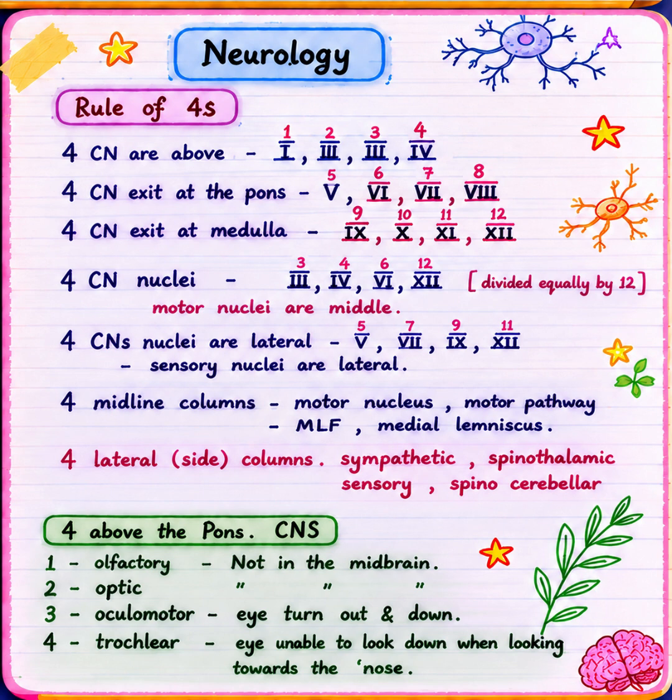So when there is a lesion in cranial nerve 3, that is the oculomotor cranial nerve, we will see the eye turned out and down. When we see the patient's eye out and down, we have to know that the lesion is from cranial nerve 3, which is above the pons and in the midline.